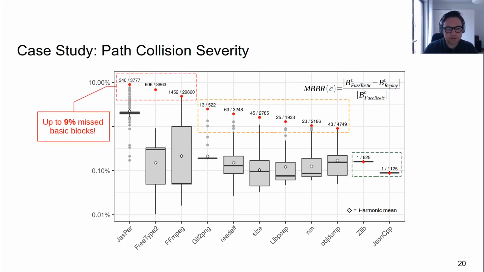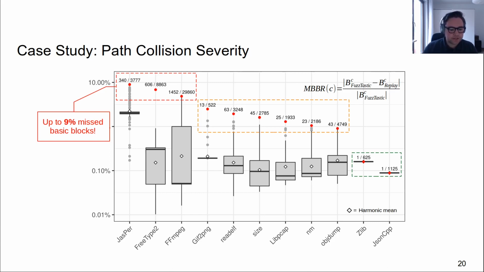And what we can see from this graph is that there are 2 benchmark programs where only one basic block has been missed, which might be negligible. And we have 6 benchmark programs where the highest amount of missed basic blocks of a fuzzing campaign lies between 1 and 4%, which is already quite a lot given that the top-performing fuzzers perform very similarly. There is only a small difference in the code coverage that they achieve. So this already can lead to a biased evaluation.